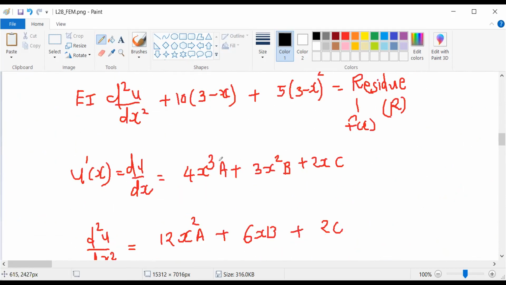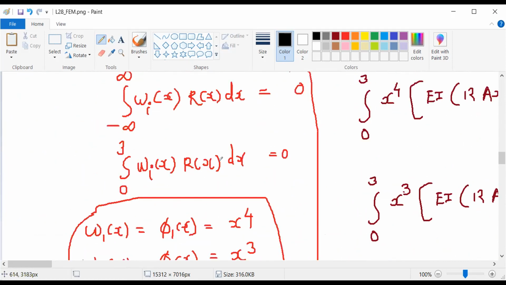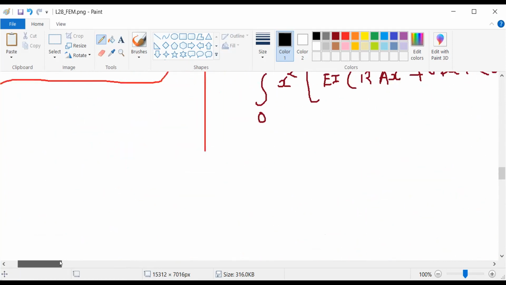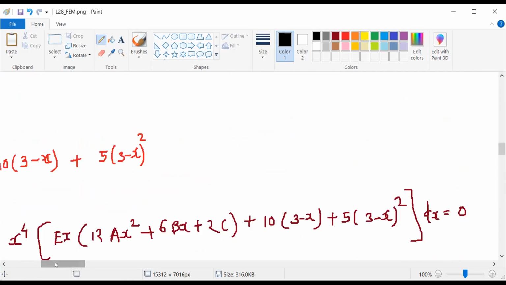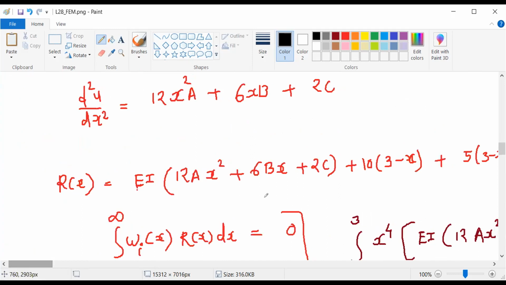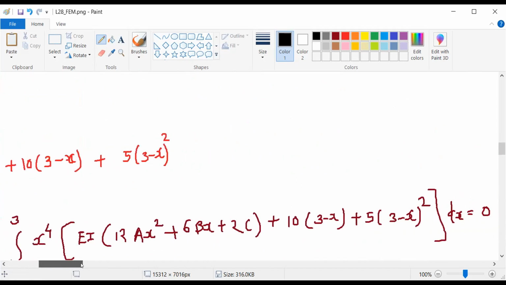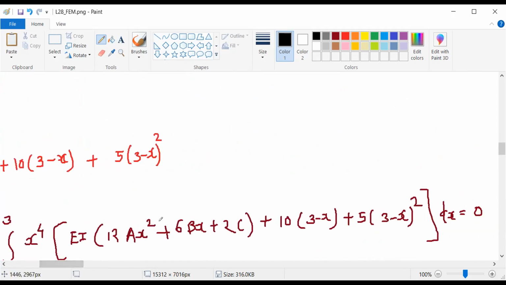Now I encourage you to complete this solution, find out the exact solution of this differential equation and plot the approximate and exact solutions over one another, the way we have done for other weighted residual methods.